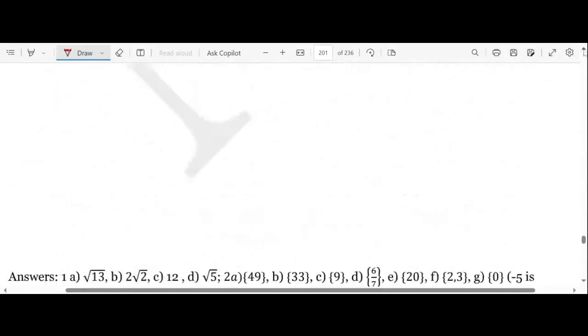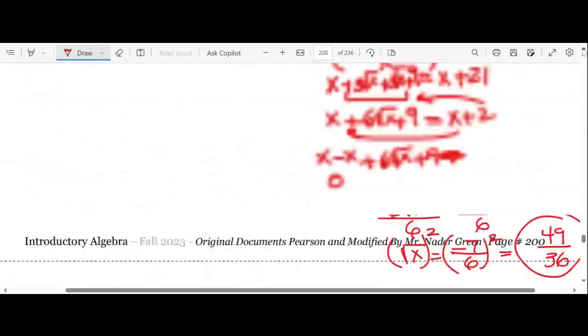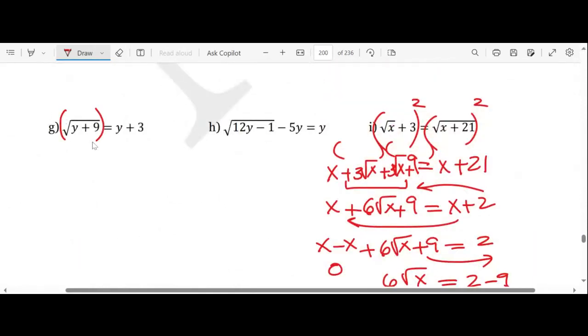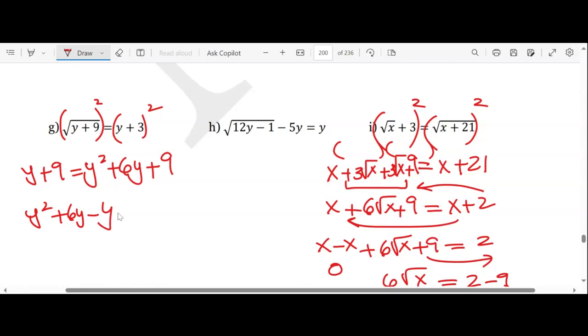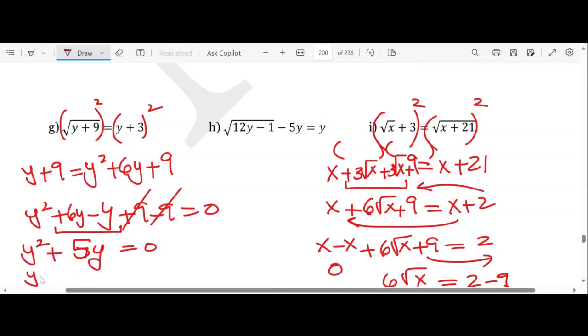We have a word problem. So I'll just skip the word problem. Let's do G together. To get rid of the square root, what do we do? Square. So you get y plus 9 equals what? Y squared plus 6y plus 9. Move everything together, so you get y squared plus 6y minus y plus 9 minus 9 equals what? 0. Okay, this together combined, you get what? 5. 5 what? And don't forget y squared. Take y as common. What's left? Y plus 5 equals 0.